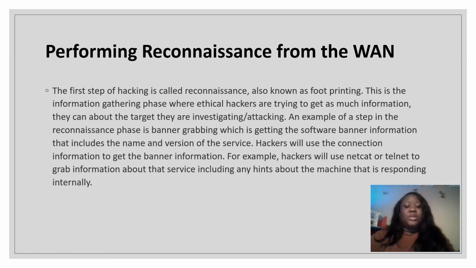Performing reconnaissance from the WAN, also known as wide area network. The first step of hacking is called reconnaissance, also known as footprinting. This is the information gathering phase, where ethical hackers are trying to get as much information as they can about the target they are investigating or attacking. An example of a step in the reconnaissance phase is banner grabbing, which is getting the software banner information that includes the name and version of the service.